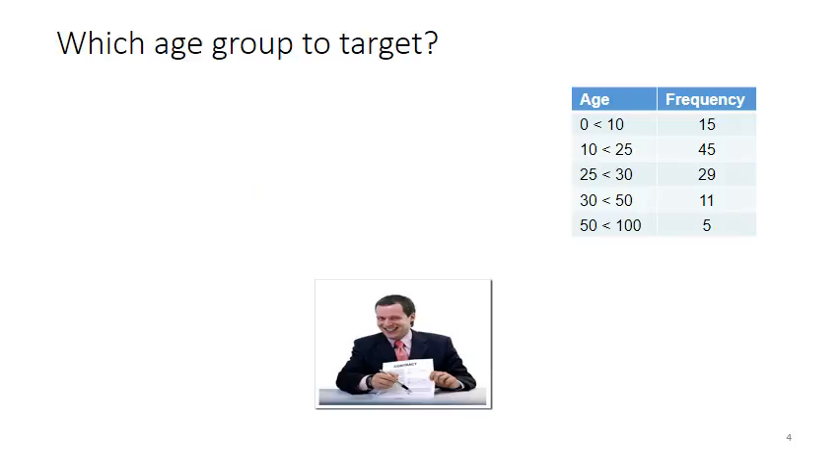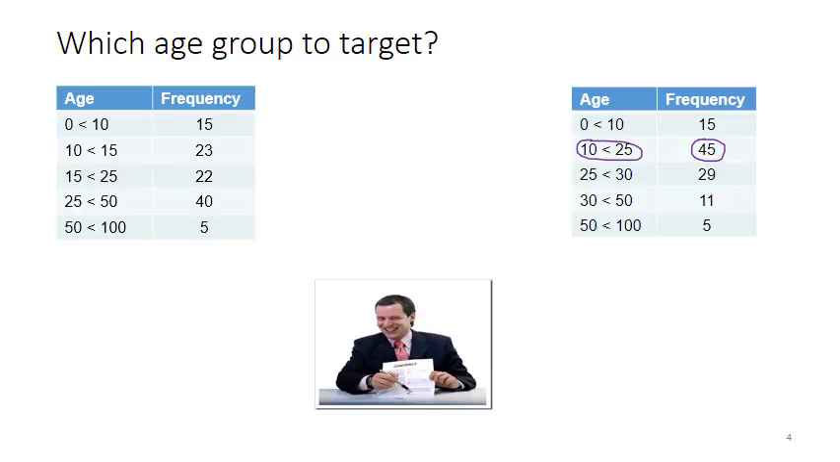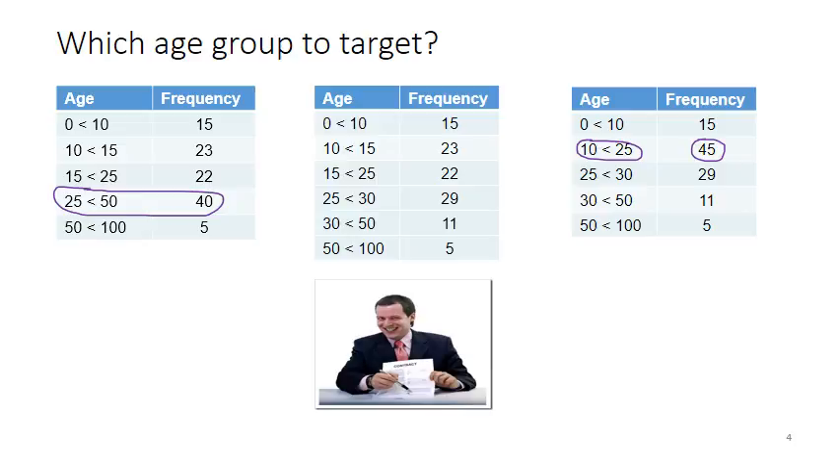Here's another table. In this table, we can see that most people in this case who enjoy our product, 45 people, are in the age range 10 but under 25, which is different than the previous one that we saw, where it was 25 to 50. Even more perhaps strange is that both of these tables come from the same larger table. If you look here, the 25 but under 50 is in this new table the same as the combination of these two groups, and indeed 29 plus 11 is 40.